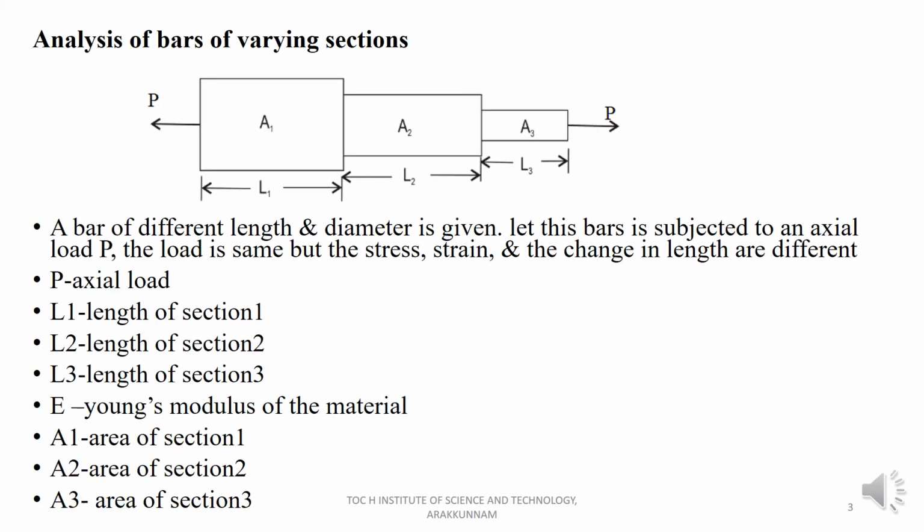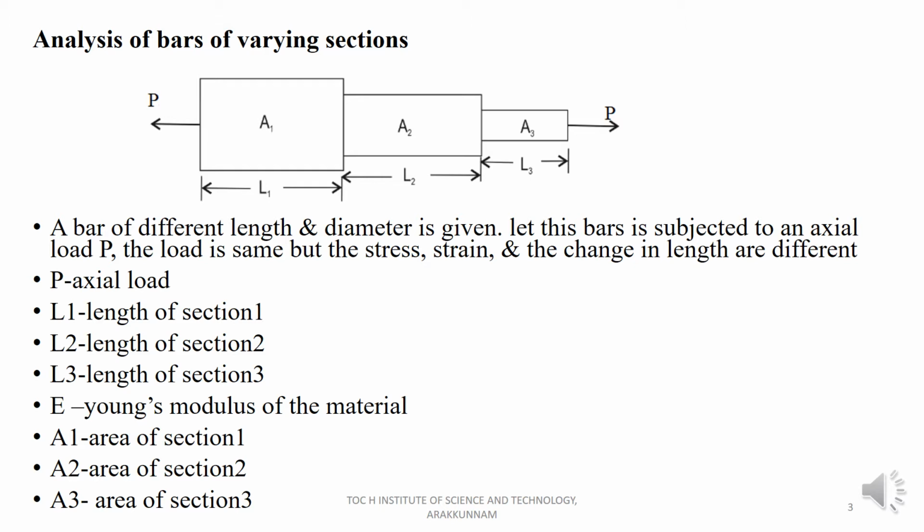Here you can see a bar of three sections which is acted upon by a load P on both the ends. Let A1 be the cross-sectional area of the first bar and L1 be the length, A2 the cross-sectional area of the second bar and L2 its length, and A3 the cross-sectional area of the third bar and L3 its length. P is the axial load acting on the section, and let E be the Young's modulus of the material.